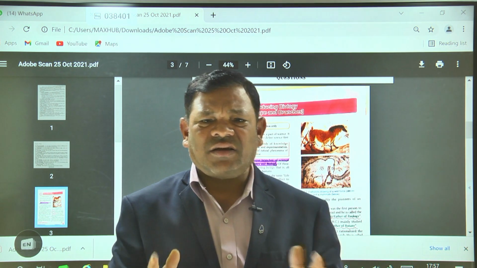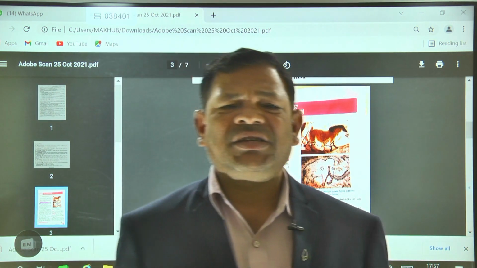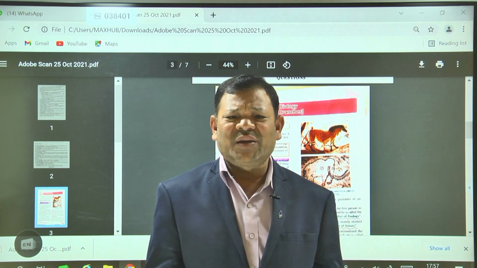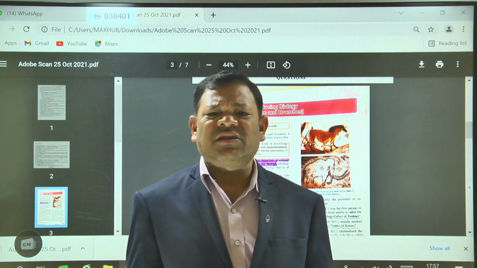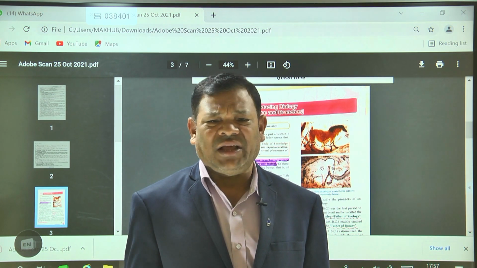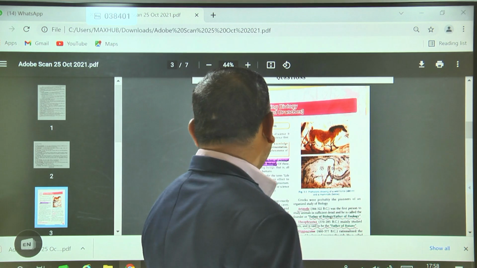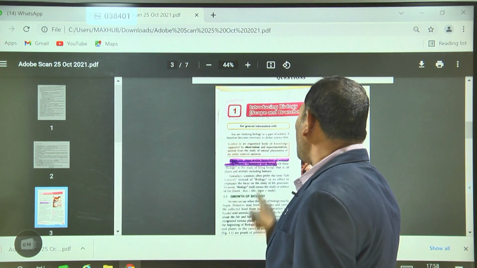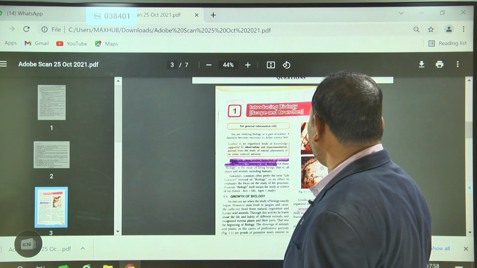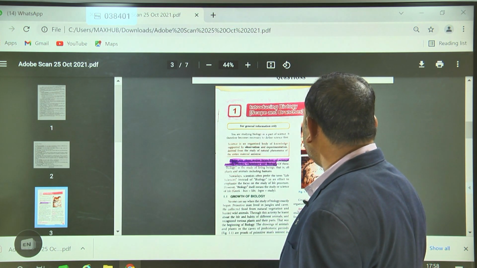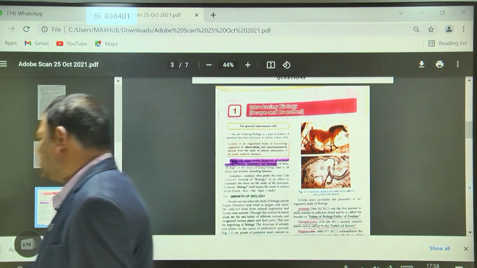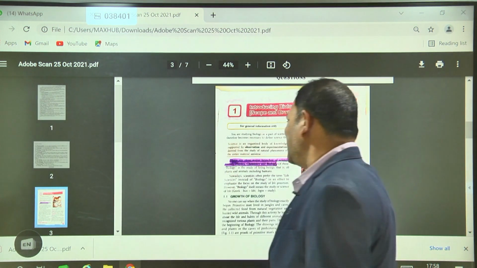Biology is a branch of science. It deals with plants, animals and human beings. Especially in biology, we study plants, animals and human beings. Here is the definition of science: science is an organized body of knowledge supported by observation and experimentation, derived from the study of the natural phenomena of the entire material universe. So this is the definition of science.